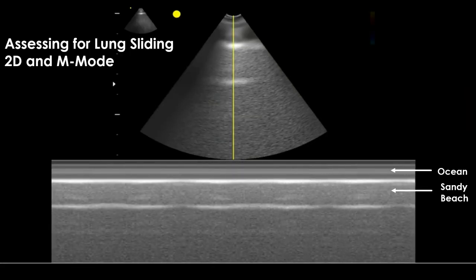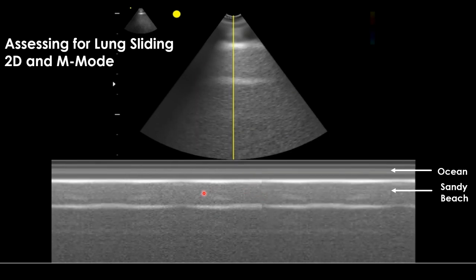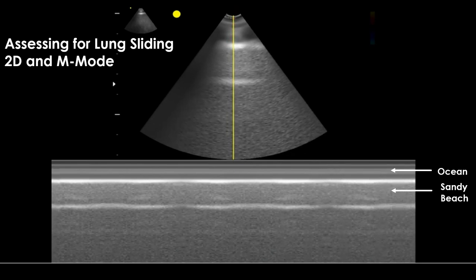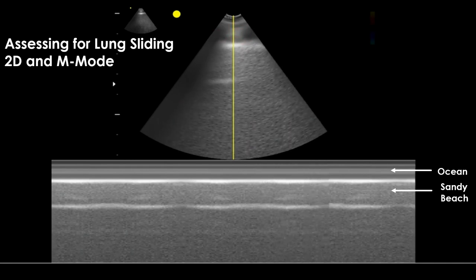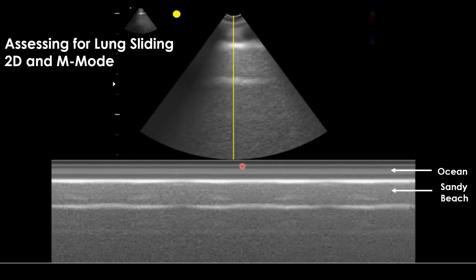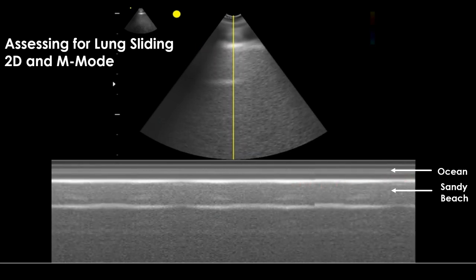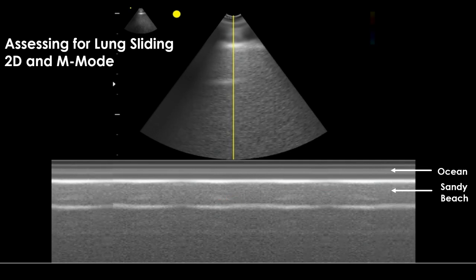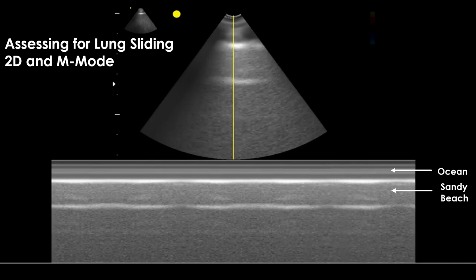This is M mode. You have two-dimensional here, and then you've got the M mode down here. This is taking a slice right through this two-dimensional image, and then what you're seeing is the parietal pleura here as the ocean, and then the pleural line here as the coastline, and then this sandy beach here, which is the visceral pleura. And so you can kind of see, because the lung is moving, you've got a speckled appearance of the visceral pleura.